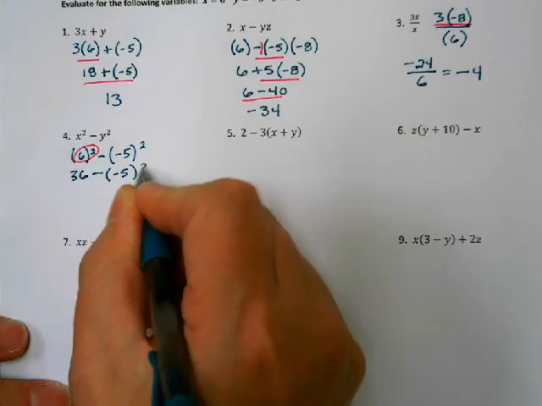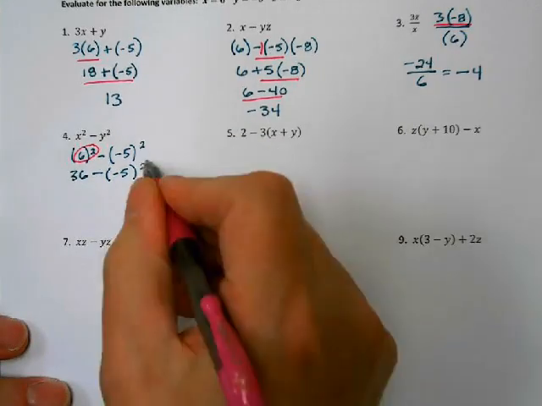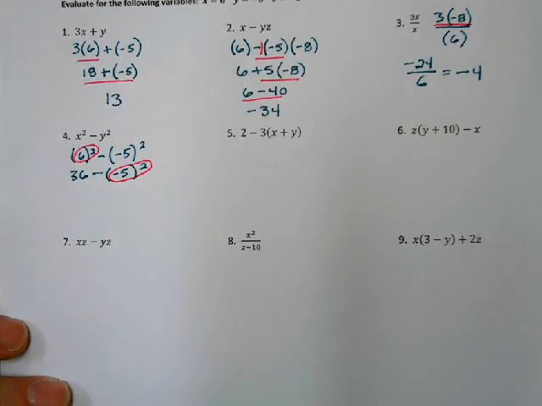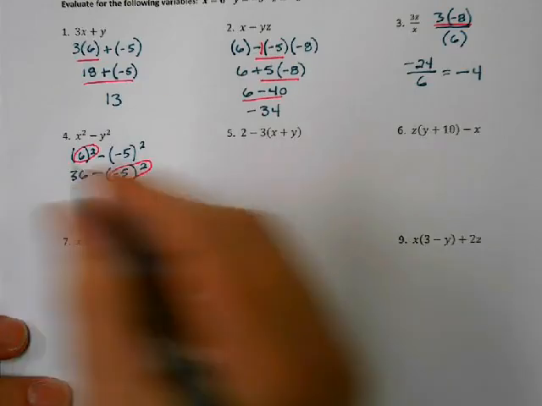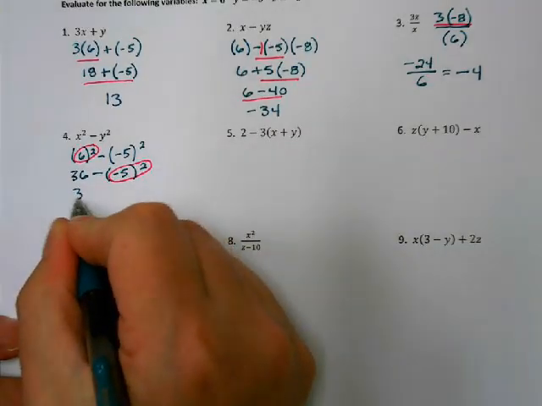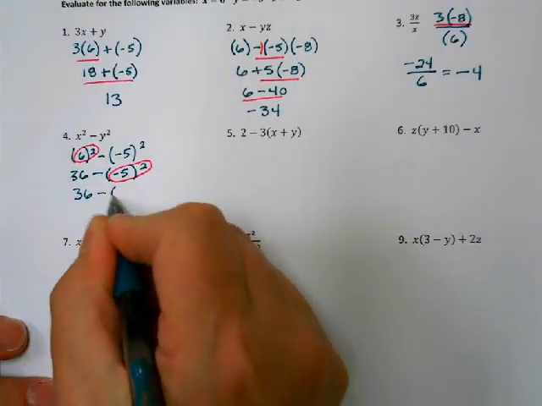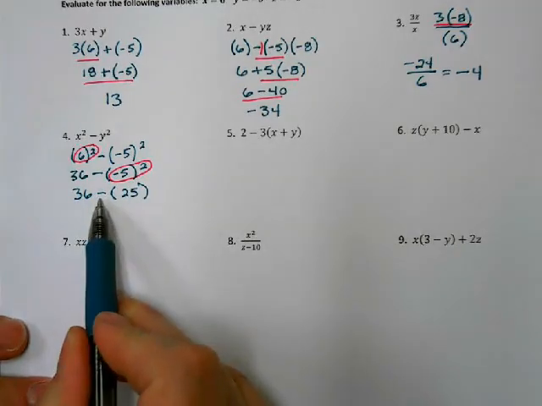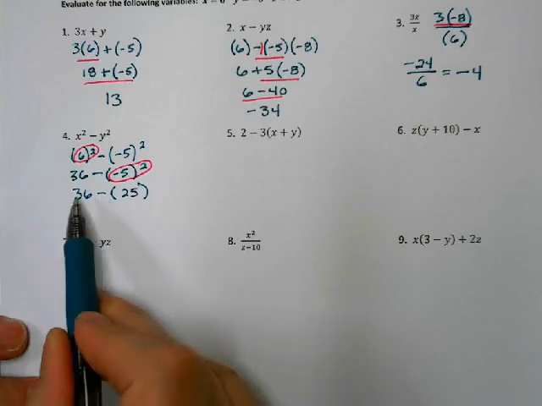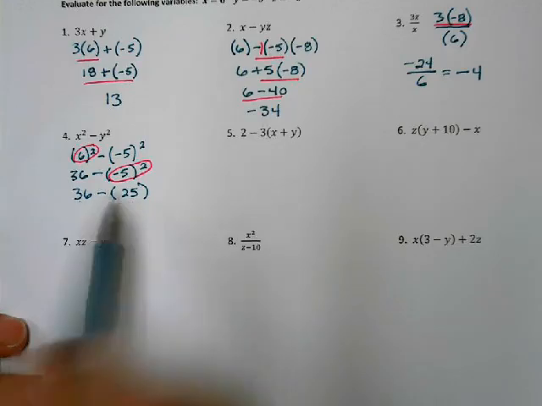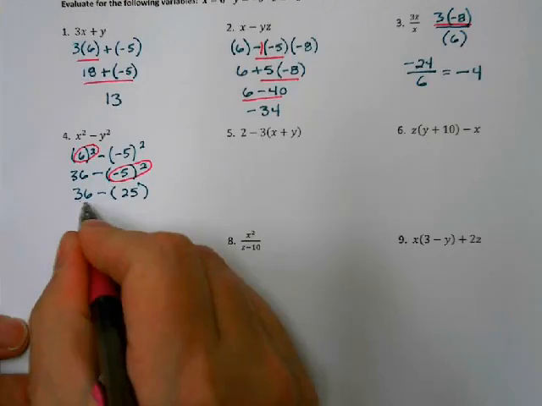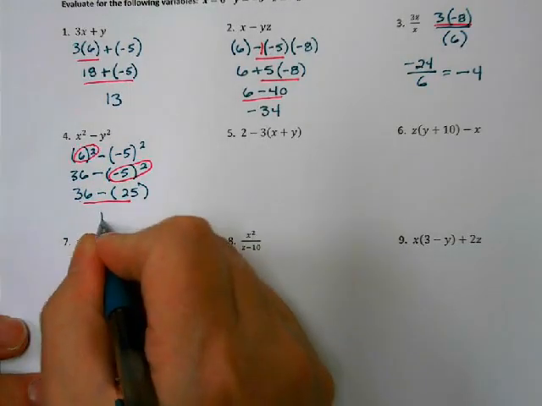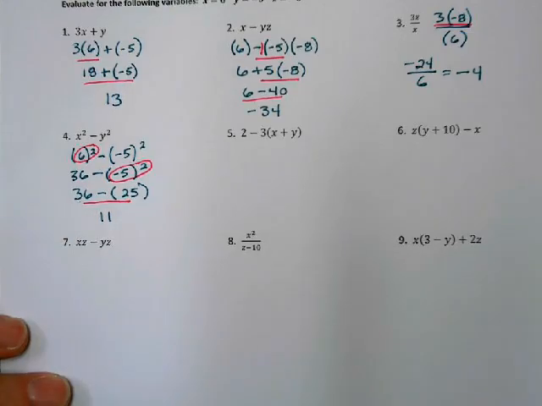And now I've got another exponent. This one, since there is parentheses there, it's negative 5 times negative 5, which is positive 25. So I got 36 minus positive 25. And then since there's a negative out here, this is actually 36 minus 25. And that's my last operation. 36 minus 25 is what, 11? Yep, 11.